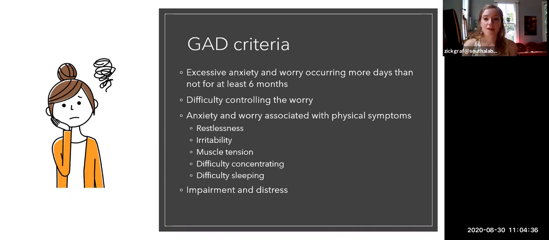People with generalized anxiety disorder worry a lot, and they feel like they can't control the worry. They feel like they can't stop worrying. They just can't control where their brain goes, and their brain tends to go to worries.